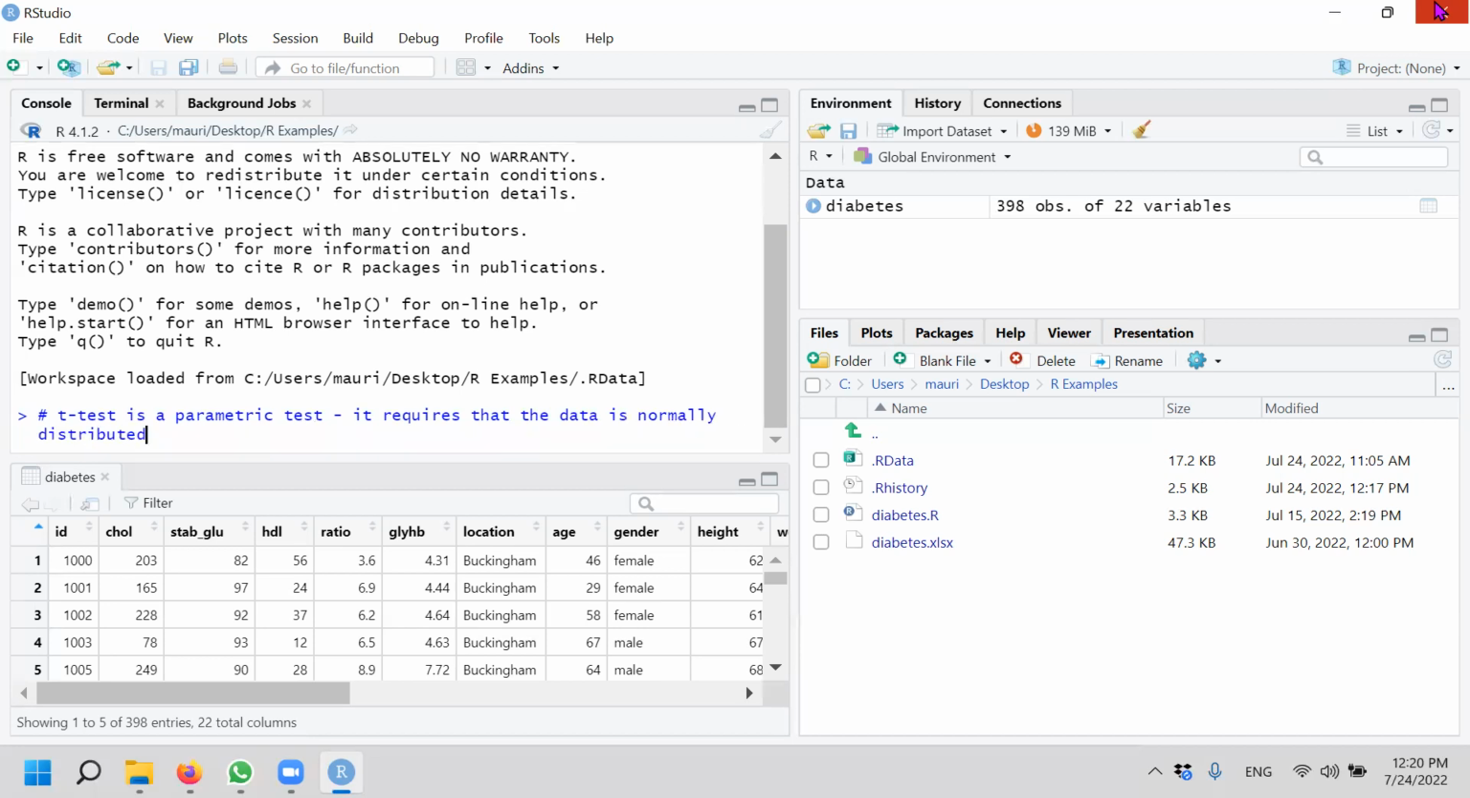And how do we test for normal distribution? We can test for normality using our Shapiro-Wilk test we have seen before. So let's look at that.